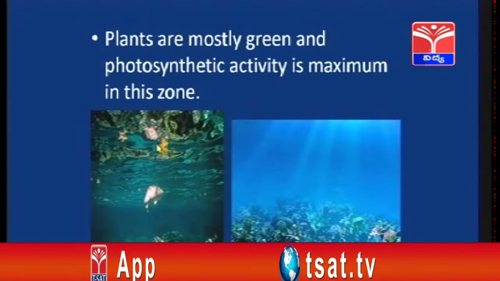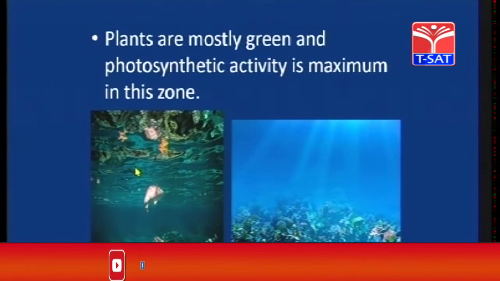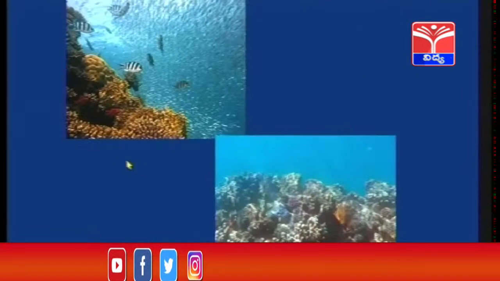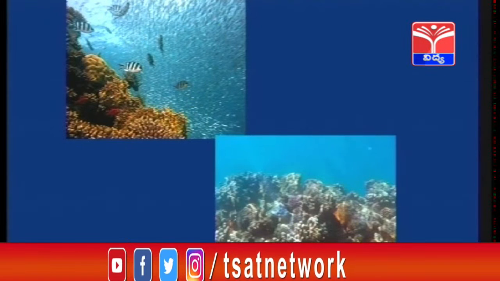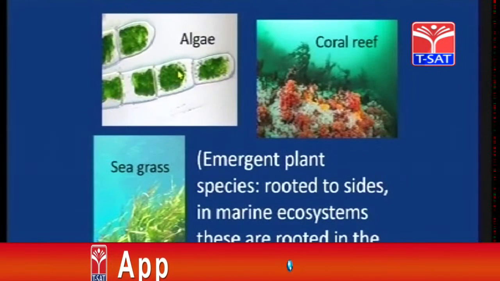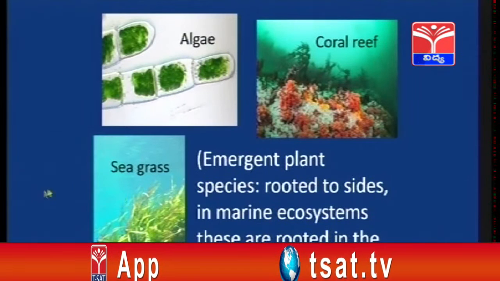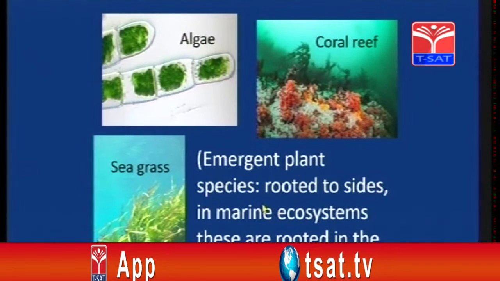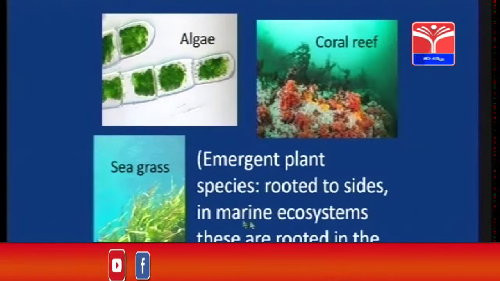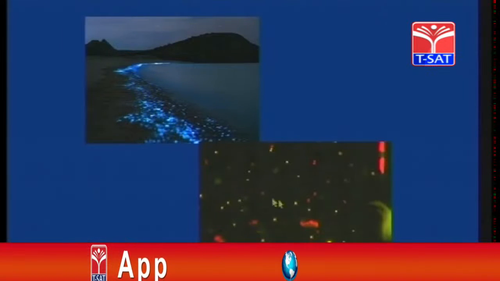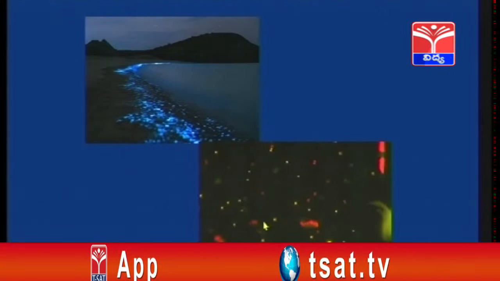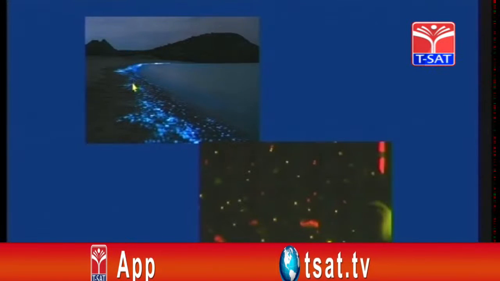Why is the photosynthetic activity more in this zone? Yes, because of the sunlight penetration. You can see children, most of the flora and fauna are found in this region. You can see the coral colonies, right? Now you can see the algal, coral reefs and the seagrass. The emergent plant species are rooted to sites in the marine ecosystem, rooted in the continental shelf area. These are different types of algae, diatoms children. You can see the algae which is shining, that is bioluminescent algae on the seashore, right?